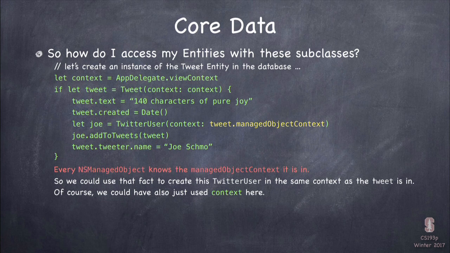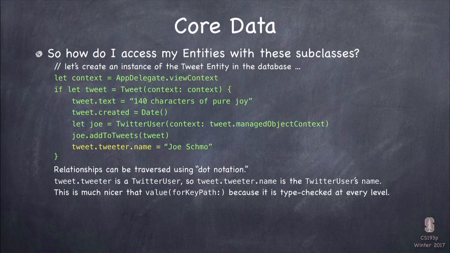So do you see why I used the tweet's managed object context here to create that instead of using the context again? It would have worked to say context, of course, but I'm just saying there's a paradigm of development here where we're going to try and use the context of related objects so they end up in the same database for sure. Okay?